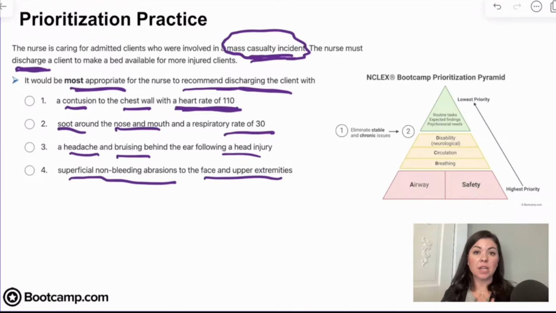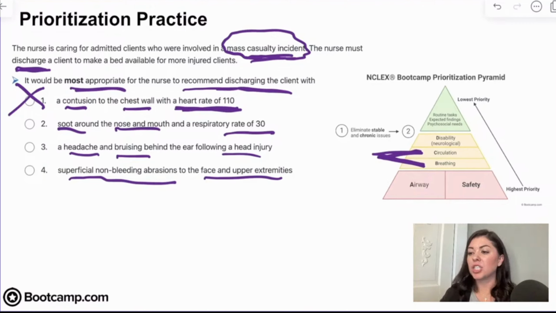So whether it is a pneumothorax or cardiac tamponade, that is breathing and circulation up here. Very high priority needs, okay? So I hope you would not want to send somebody home that has a potential pneumothorax or cardiac tamponade.